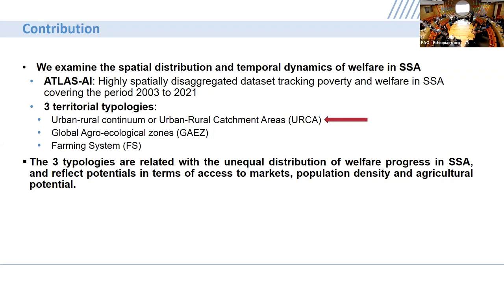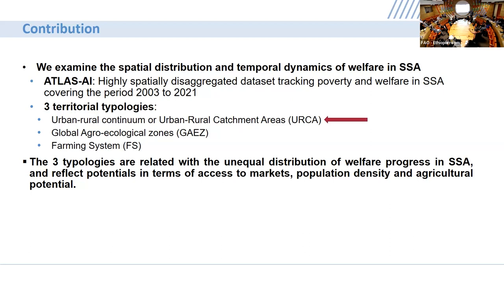That's going to be our contribution, to look at these spatial and temporal dynamics. We're going to do this with the Atlas AI data set. We have Vivek here. I saw you come in. Where are you? There he is. He's one of the people behind this data set, so any technical questions, pull him aside afterwards. This is a very spatially disaggregated data set that tracks various welfare dimensions over the period 2003 to 2021, for all of Africa. We're focusing on Sub-Saharan Africa here, as well as South Asia.